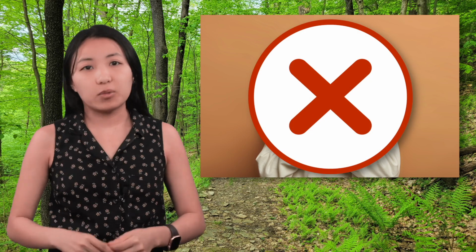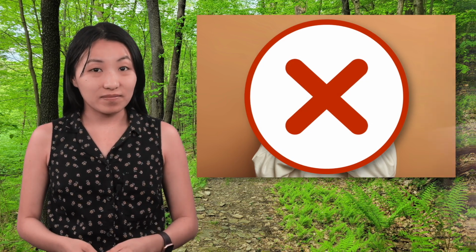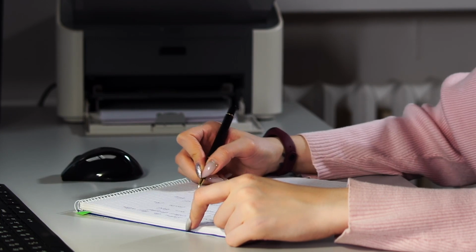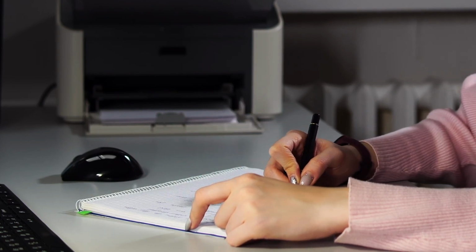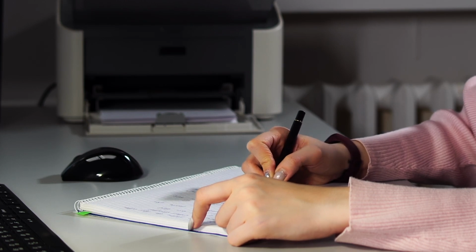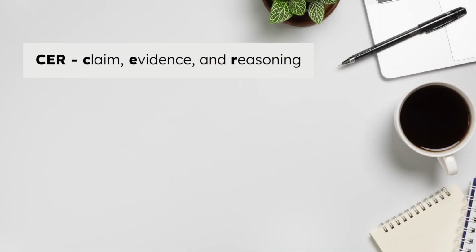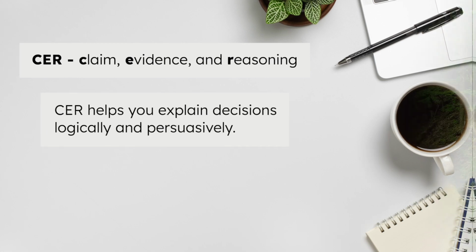But now that you've made your decision, how do you explain it to other stakeholders to get them on board? Just begging and pleading probably wouldn't work. You'll need solid reasons to support your choice. When you use clear logical reasoning to explain why your decision is best, you're using the same logic that scientists rely on with a tool called CER. CER stands for Claim, Evidence, and Reasoning, and it helps you explain decisions logically and persuasively.